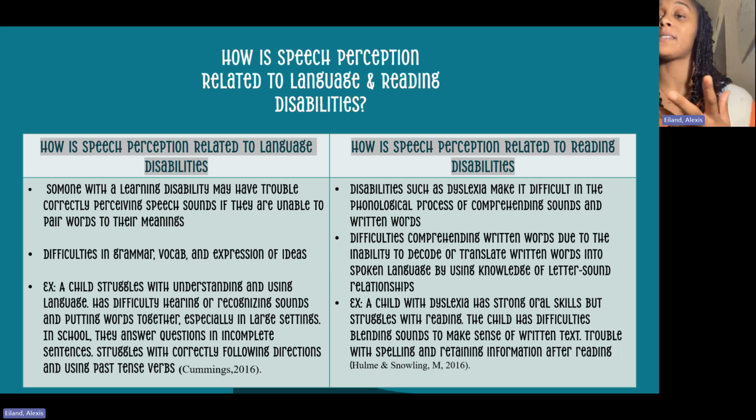So an example of this is a child with dyslexia has strong oral skills, which means that they can talk a lot, they can talk all day, but they struggle with reading. The child has difficulties blending sounds to make sense of written text, so they have trouble comprehending what they're reading. So that also goes into trouble with spelling and retaining information after they have read it. So if you can read all day and then you don't comprehend anything, you still have a reading disability.